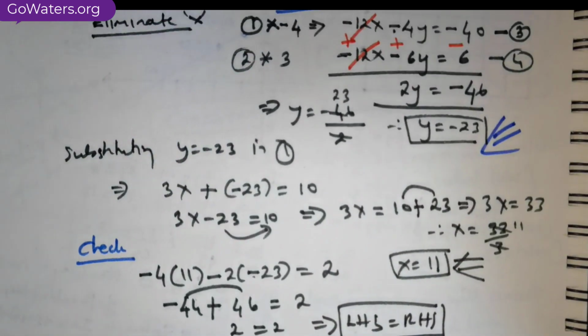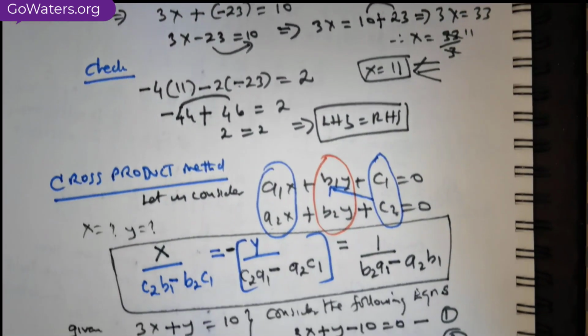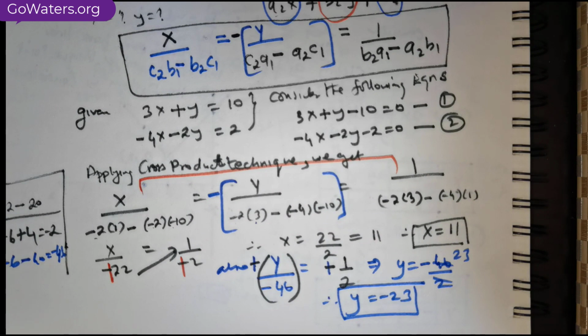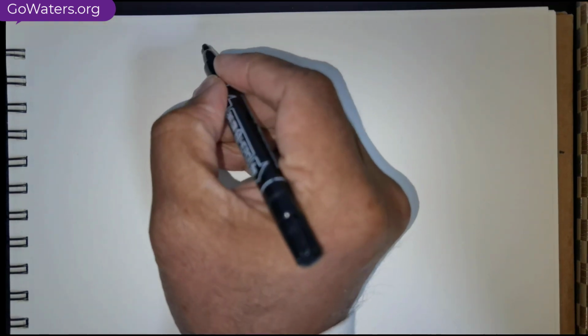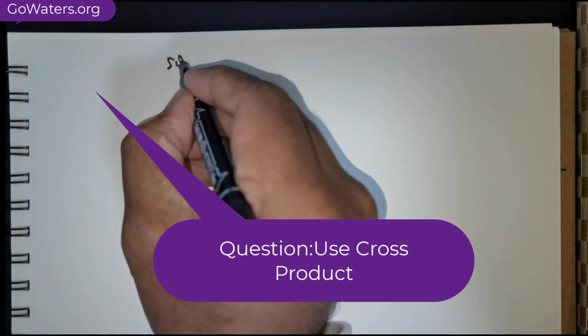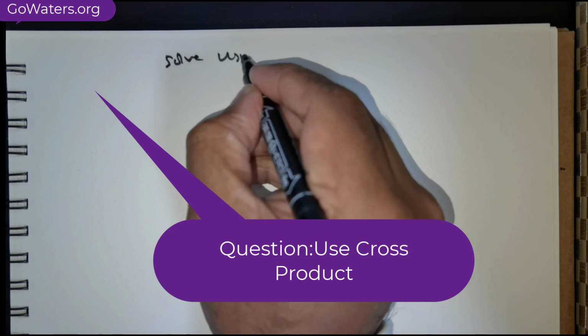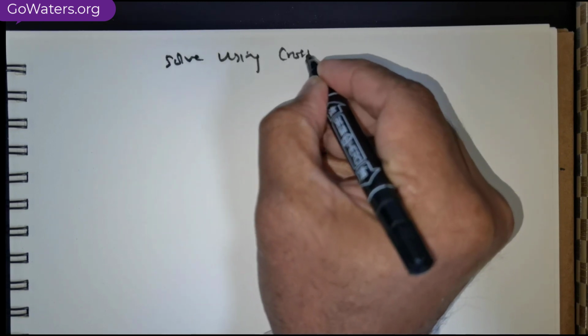You see that? Negative 23. So that is how we apply the cross product method to extract the values of the variables x and y. Now let me do this quick question. Solve using the cross product method.